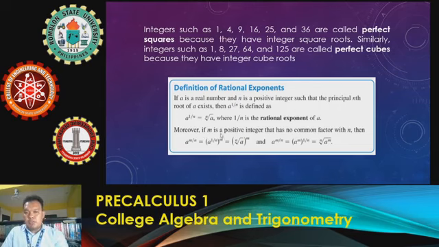Moreover, if m is a positive integer that has no common factor with n, then a raised to m over n is equivalent to the nth root of a, raised to m. So, lalabas yan, nth root of a multiplied by m, no? Or pwede siyang isulat na a raised to m over n. Pakitandaan po yung mga properties natin, yung mga nakakahon po kanina, which is useful na sa atin sa algebra. Magagamit po natin talaga yan.